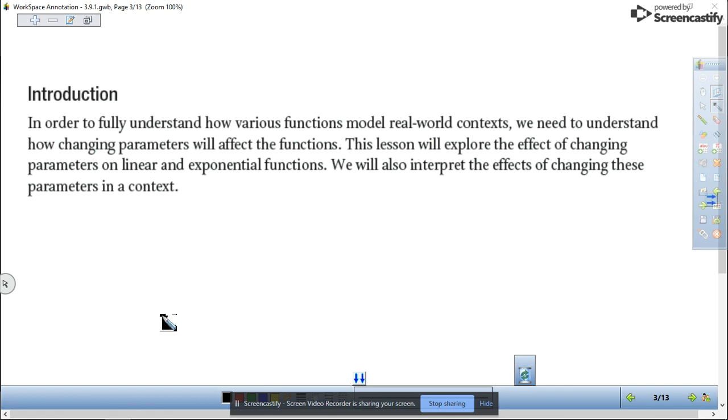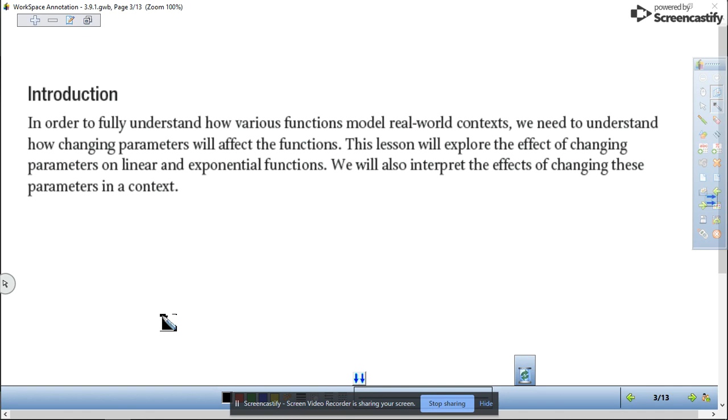All right, in lesson 391, we want to talk about parameters. This will be a relatively easy lesson. It's really more of the same type of stuff that we've been doing. We're just talking about a new vocabulary word, basically.